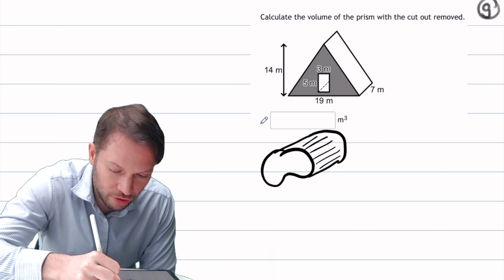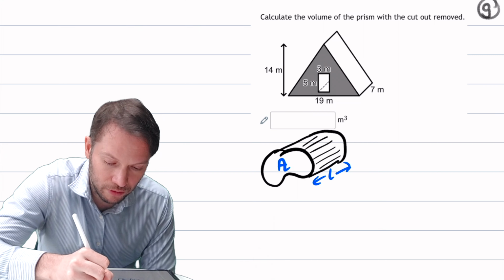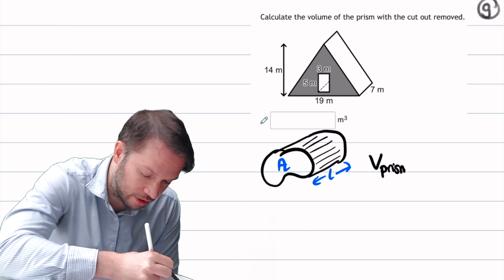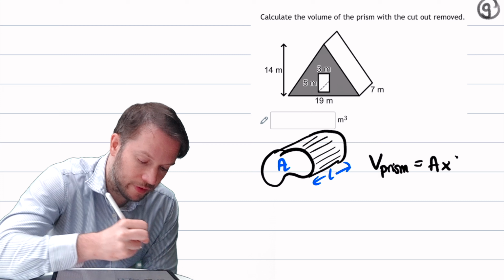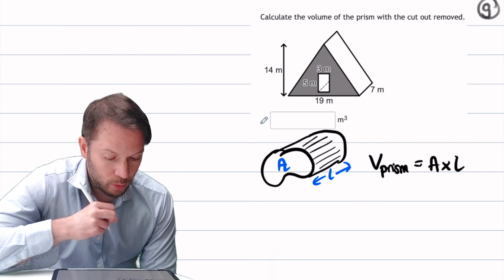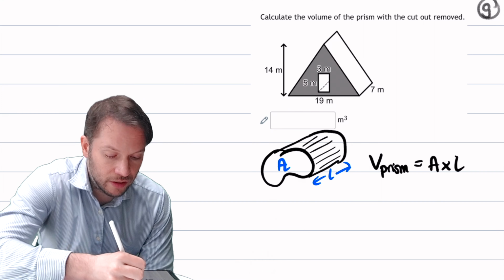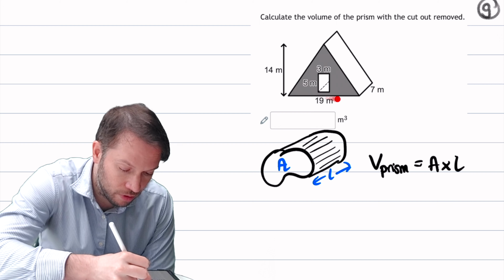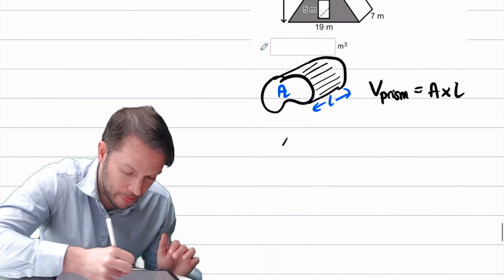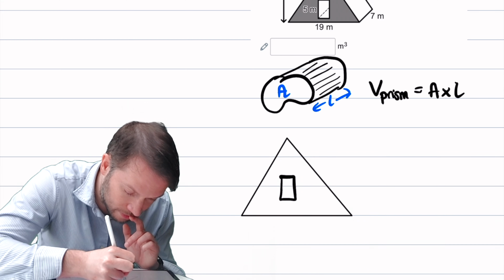is equal to the cross-sectional area, we call it A, multiplied by the length, let's call it L. So the volume of this prism is the cross-sectional area times by the length. And that is the formula we're going to use. Now, we need to find this cross-sectional area here. And this cross-sectional area you can see is a triangle with a rectangle removed, right? So let's just kind of draw it separately. This triangle with a rectangle removed.